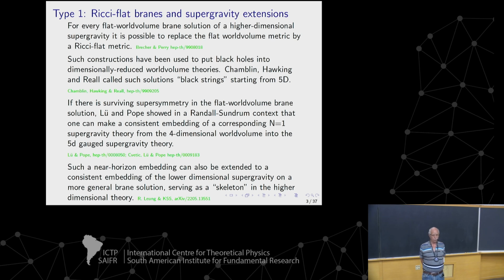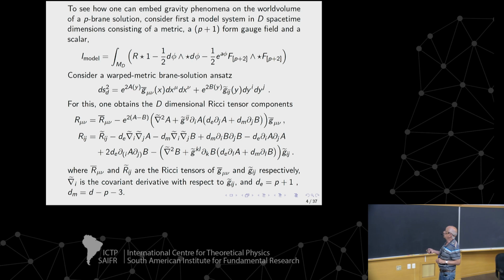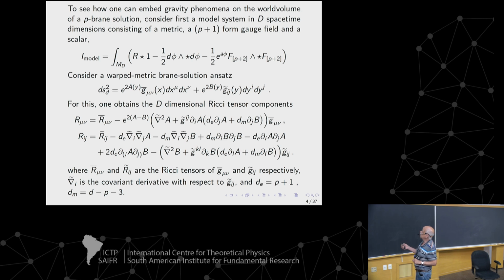Now, moreover, if there's a surviving supersymmetry, as I've just said, then you can extend that to a supergravity theory. So instead of just Ricci flat gravity, you can extend it to a supergravity. That's, again, type 1. Let me just mention, if you work it out, basically what I mean by this situation where you don't mess with the transverse dimensions, you have this ansatz for the metric with warp factors A and B in the world volume and the transverse dimensions.